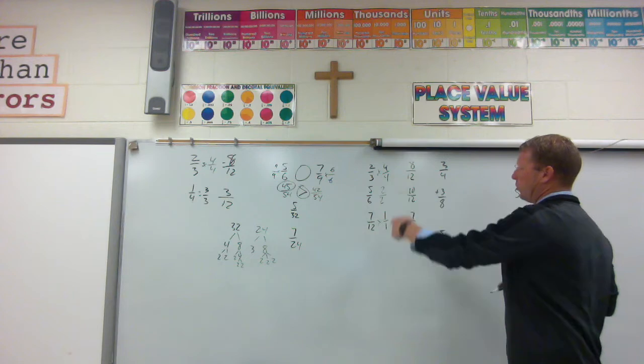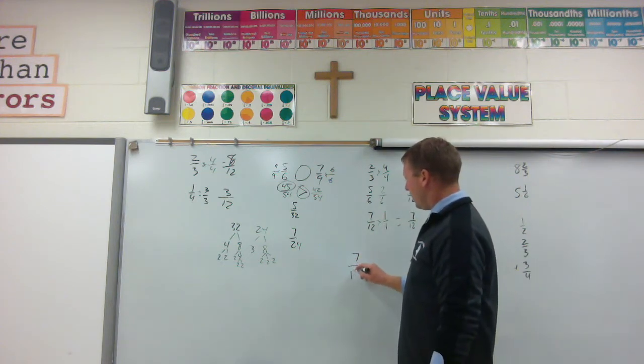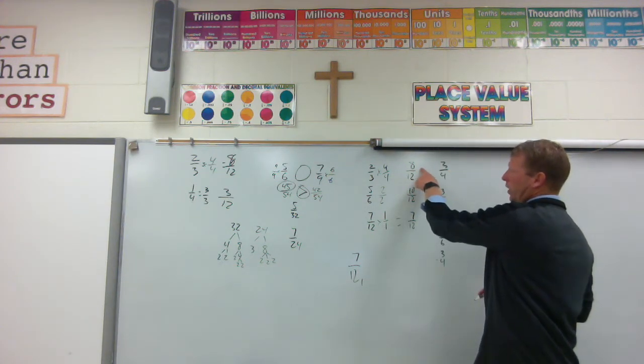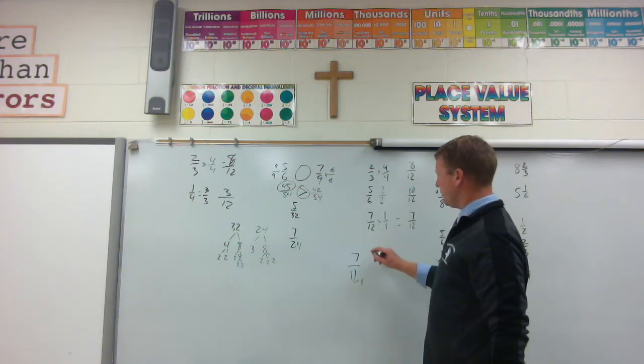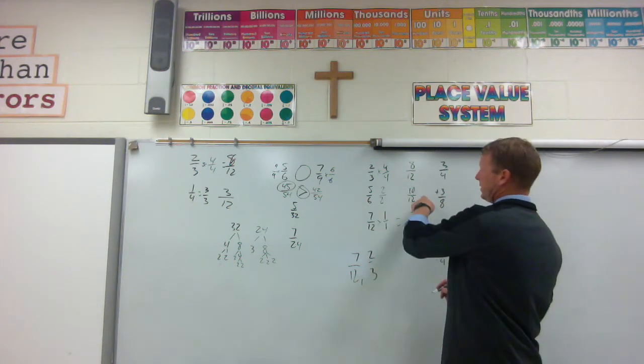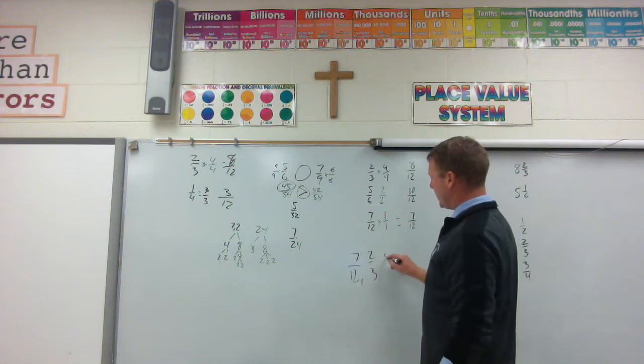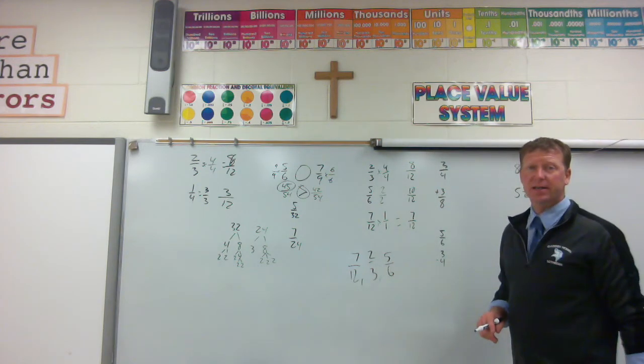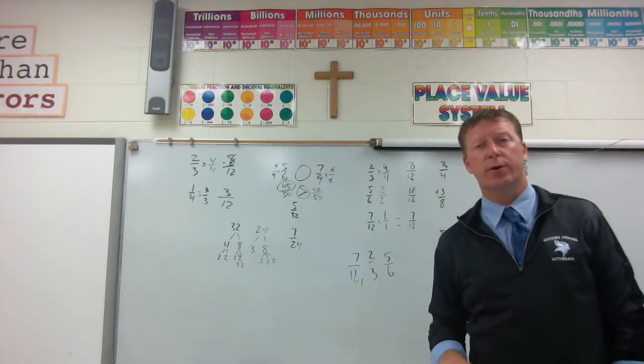Now I can compare. What's the smallest one? 7 twelfths. What's the next one? 8 twelfths. What do I write down? 2/3. What's the biggest one? 10 twelfths. What do I write down? The fraction they gave me, 5/6. And I was able to put those things in order.